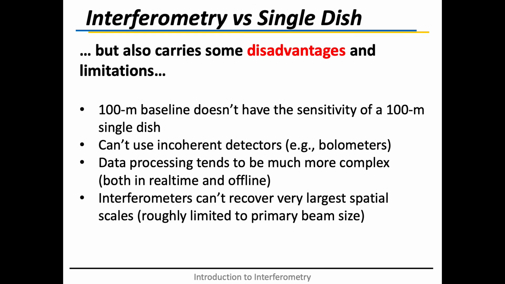You can typically only get spatial scales smaller than the field of view, whereas single dish tends to be the opposite. It's very difficult to get spatial features smaller than the field of view, but easy to get features larger than the field of view. So if you're looking at very big objects, like things that are square degrees across, sometimes it's easier to map that with a single dish versus with an interferometer.